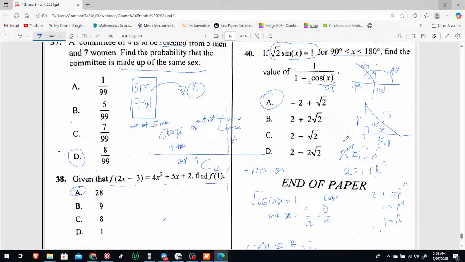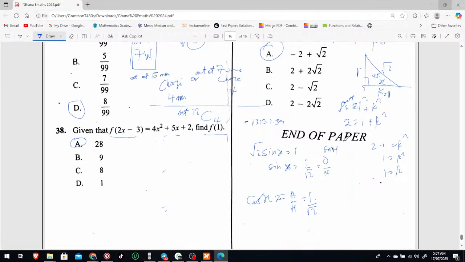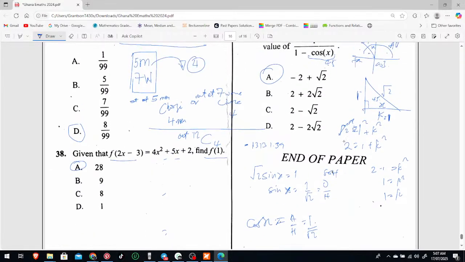You get it? The mistake we made there was that we should have substituted the whole of this under cos x, which is 1 over root 2. So anywhere we see cos x, we write that 1 over root 2 here. So it's 1 over 1 minus 1 over root 2. That's why we were not getting the answers correct.